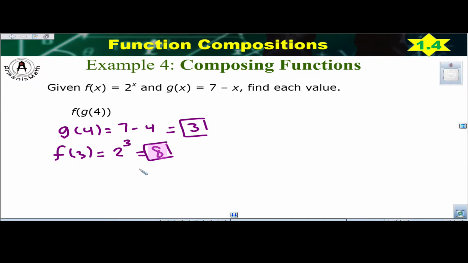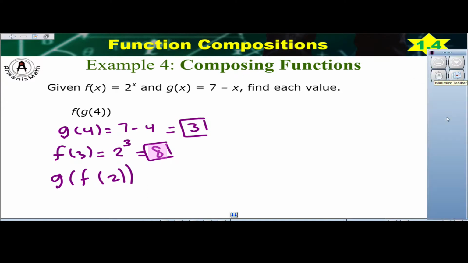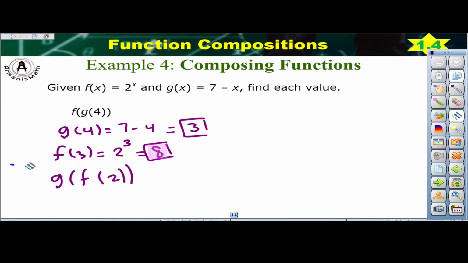So anyways, what if they wanted me to... they didn't want me to, but what if I wanted to? For example, say I wanted g of f of, let's say, g of f of 2. Let's try this one. Try this one here for a second. Okay, try this one. g of f of 2.